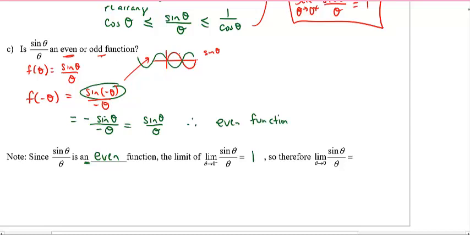Since the left-hand limit is 1, and the right-hand limit is 1, therefore the limit as theta approaches 0 must be equal to 1. And this is a very common limit that will be used in the questions that you have to do later on. It also comes in handy when we're talking about trig derivatives. Someday soon.